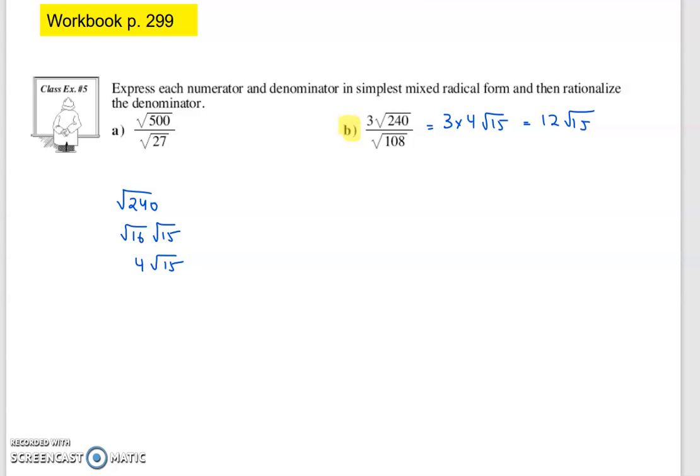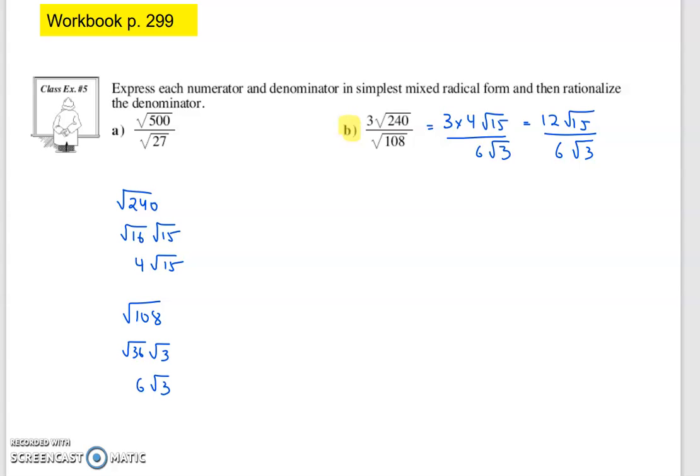Now I'm going to see if I can simplify my denominator, which is root 108. What perfect square can I divide 108 with? 36, and then I'm left with a 3, which gives me 6 root 3. So that just gave me 6 root 3, 6 root 3. So this all of a sudden became a lot simpler, right? So I was able to simplify this as much as I could.